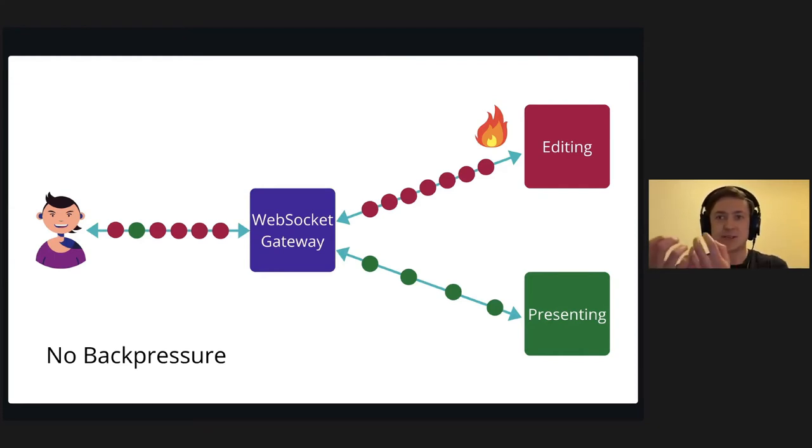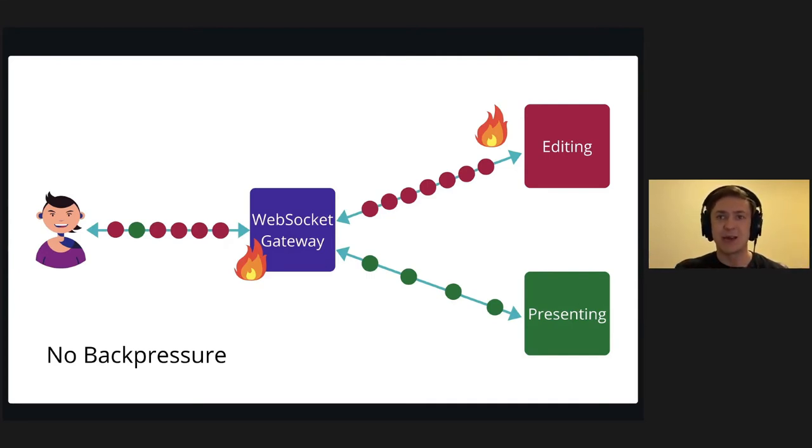If the editing service goes down and can't accept any more messages, the clients won't stop producing them. The designs will still be edited and people would still be sending messages over the connection. But because the editing service cannot accept them anymore, it can not only bring down the gateway, it can bring down the connection, it can bring down everything in between. And essentially the blast radius is the whole system. And that's not a very good situation to be in.